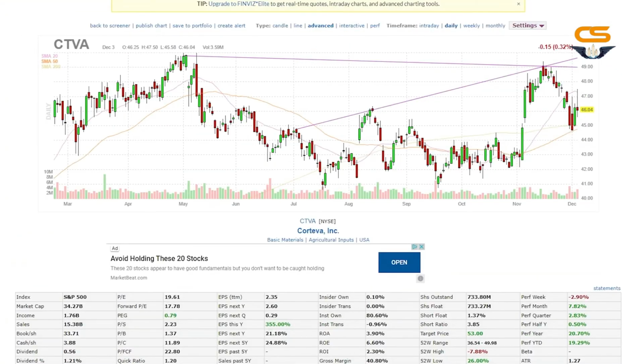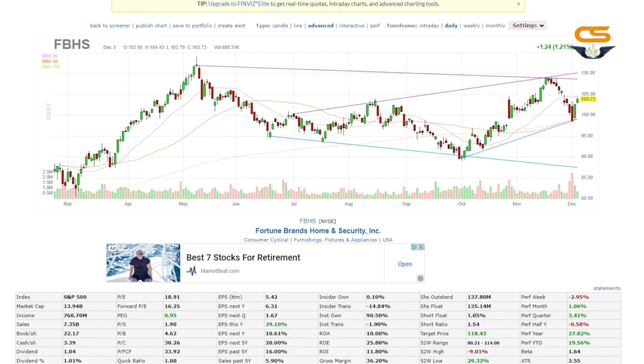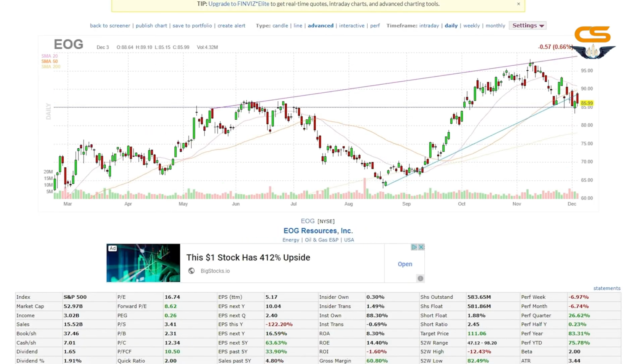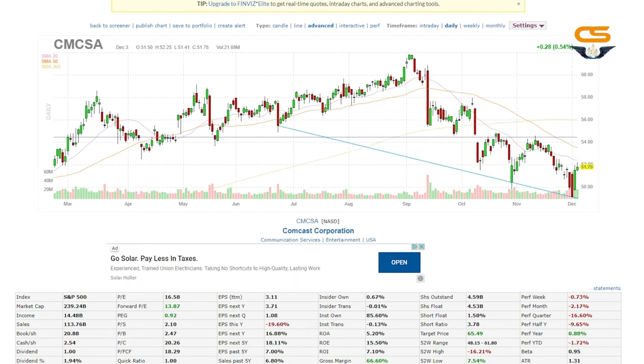A lot of these charts will look different. Some will be going up, some will be going down. It's just important to realize that with these settings, we're looking for undervalued stocks that have growth and pay dividends.